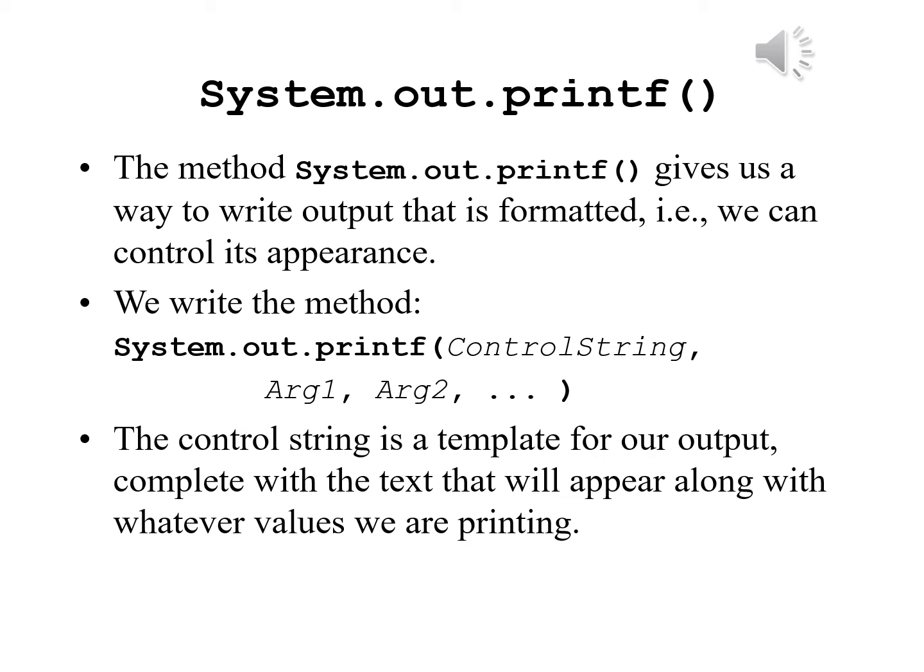And then we'll have the first argument, the second argument, and so on. The control string, in essence, is a template. It controls the layout of how we have the text set up. And in it, there will be things that we insert that will be replaced by the other outputs that we're looking to print. You'll see this very shortly.